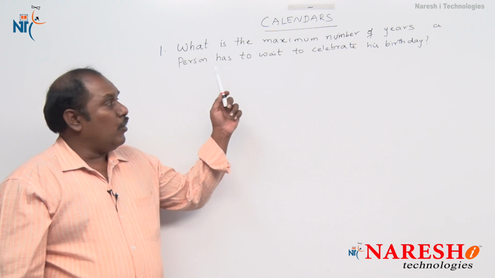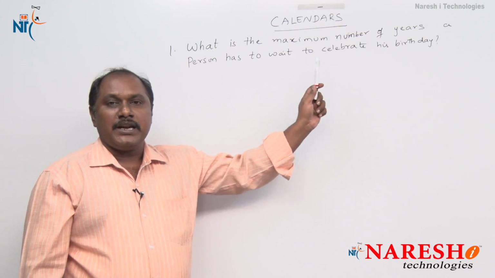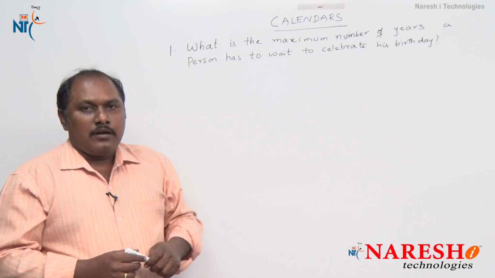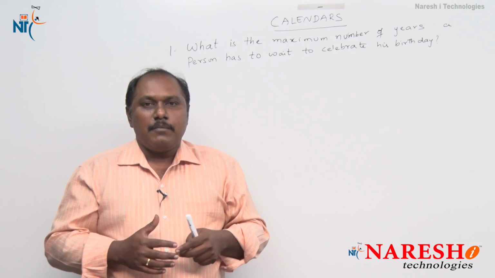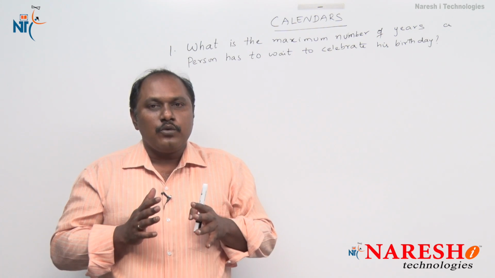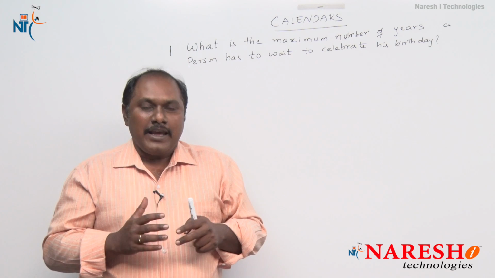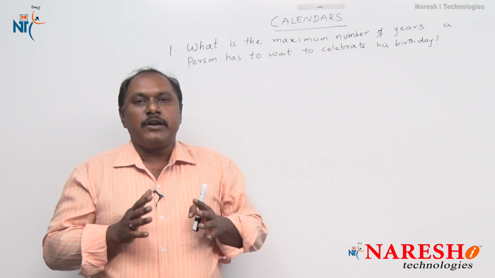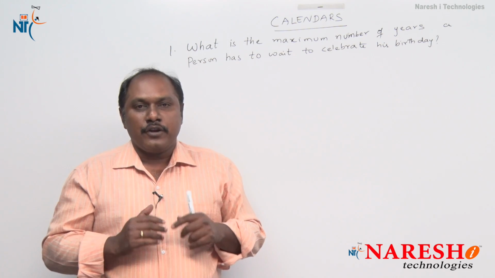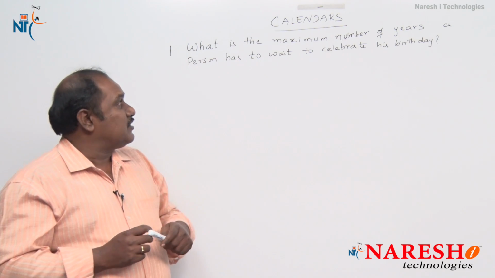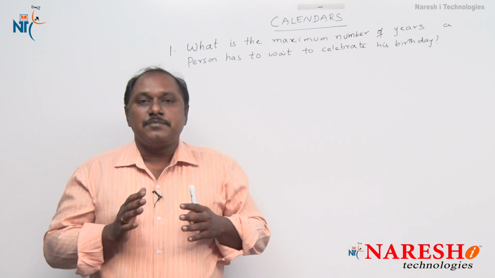The first question: what is the maximum number of years a person has to wait to celebrate his birthday? Generally we celebrate our birthday every year, but there are some people who do not. Like if a person is born on February 29th, definitely he will be celebrating his birthday after every 4 years. Then what is the answer for this question? What is the maximum number of years a person has to wait to celebrate his birthday?